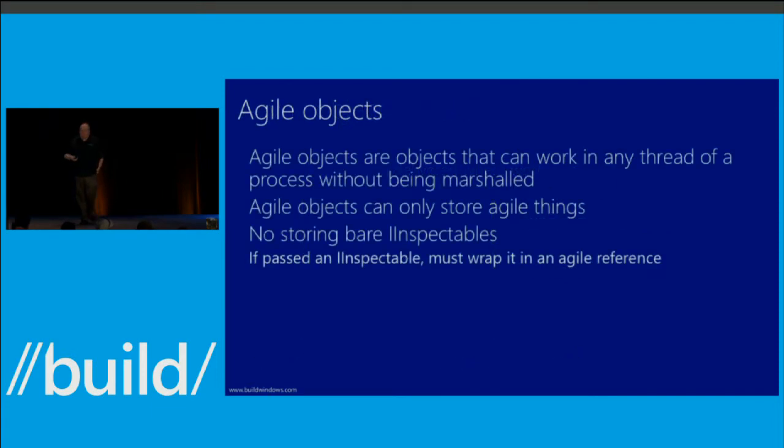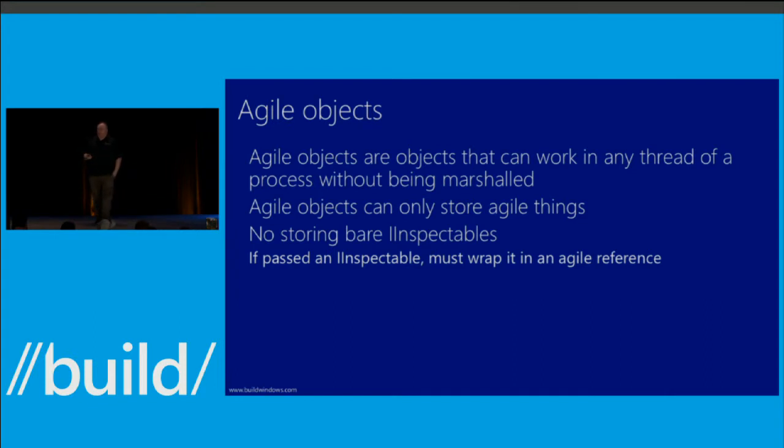OK, I've talked about agile objects. Let's summarize what they are. Agile objects are objects that work in any thread of a process without being marshaled, meaning that they just work. Now, an agile object has a constraint. An agile object can't hold a raw, unknown, inspectable that may not be agile, because agile objects need to know that they are holding on to other agile things.